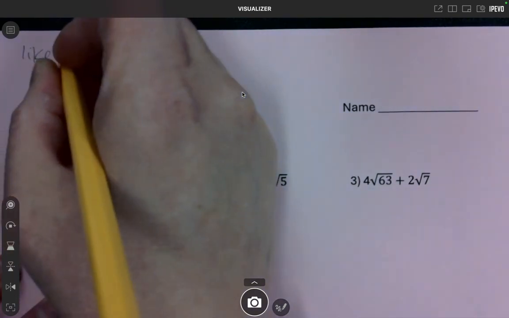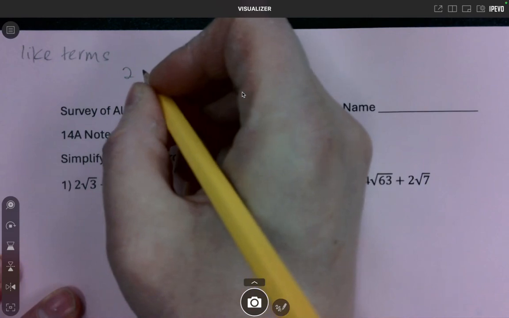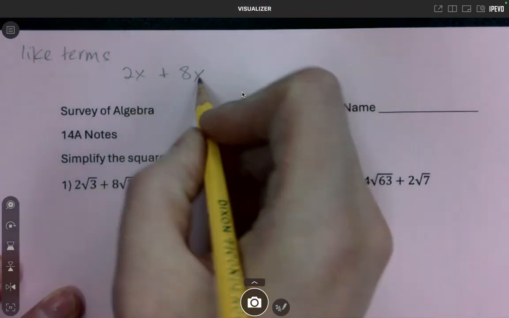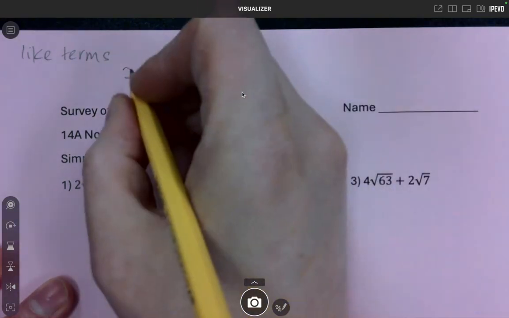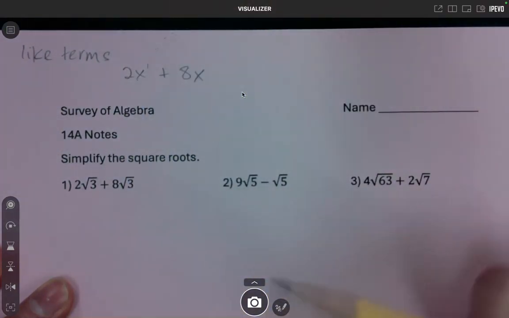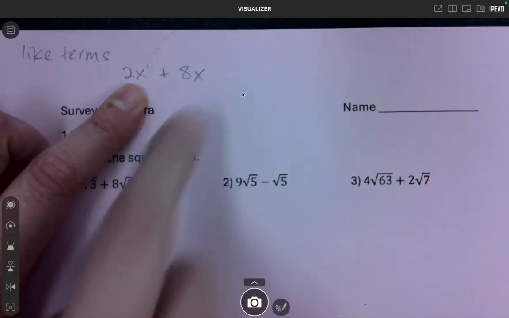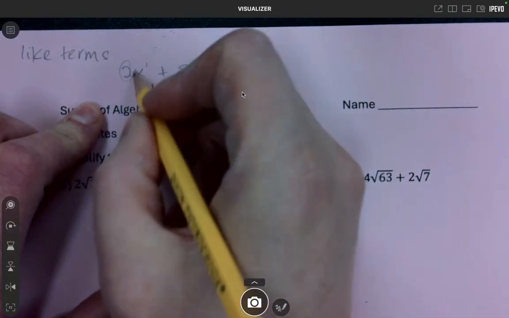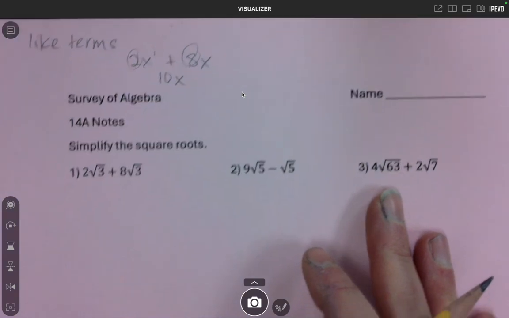If we think about like terms, our like terms had to have the same variable and the same exponent. So I can add 2x plus 8x because they both have x, and x is raised to the first power. I know there's no 1 here, but that's what it means when we have a variable by itself. And then to add, all that we do is say, well, if we have 2 x's and we have 8 x's, then altogether we have 10x. So we're just taking these coefficients and we're adding them together. So we're going to look at applying this idea to radicals.